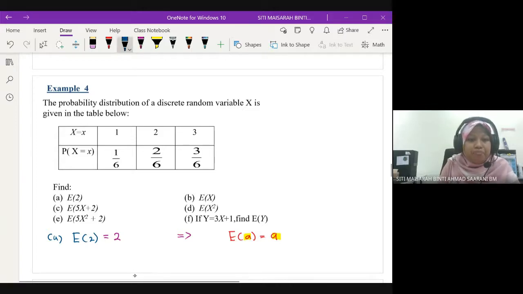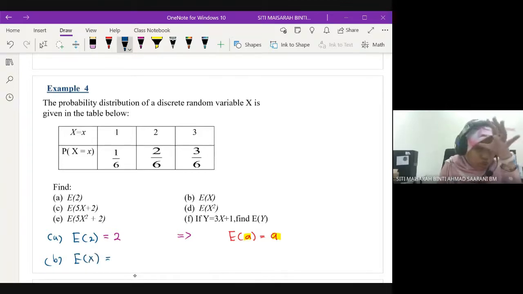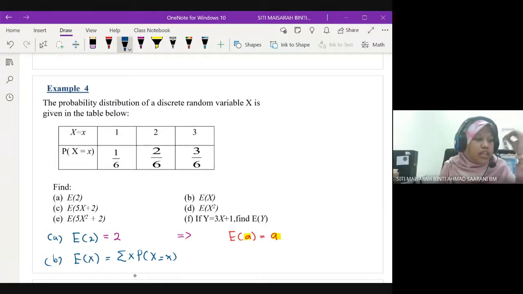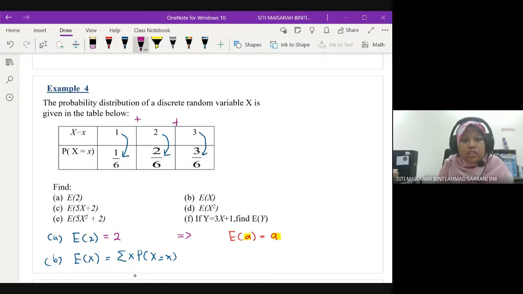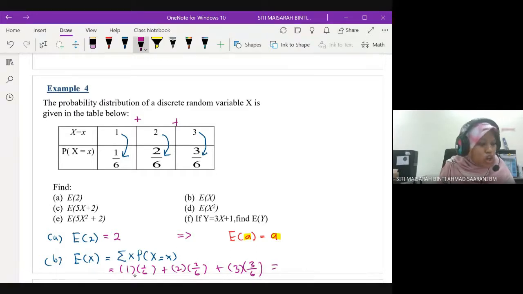Alright. How about B? B, EX. Okay, EX, if we want to find EX, so then we need to use the formula summation X multiplied by PX equals to X. Okay, so yang ni kena buat macam example 3 tadi. So kena darab 1 darab dengan 1/6, 2 darab 2/6, 3 darab 3/6 and then kena tambah. Okay, so then 1 multiplied by 1/6 plus 2 multiplied by 2/6 plus 3 multiplied by 3/6. So then we calculate, we get expectation of X is equal to 7/3. So yang ni kita kira, calculate guna calculator. So then we get 7/3.